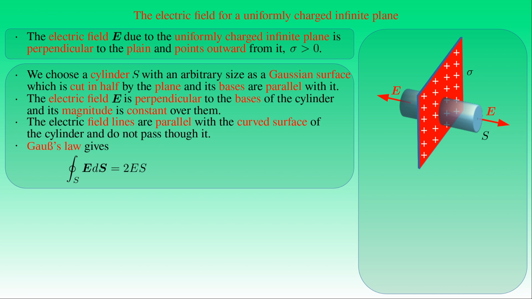Gauss's law states that the surface integral of the electric field E over the cylinder is equal to the charge Q enclosed by the cylinder over epsilon naught. The total charge Q enclosed by the cylinder is given by the surface charge density sigma, times the area S of the intersection of the plane and the cylinder. We can express E from this equation and see that the magnitude of the electric field around the uniformly charged infinite plane is given by its surface charge density sigma divided by 2 times epsilon naught.